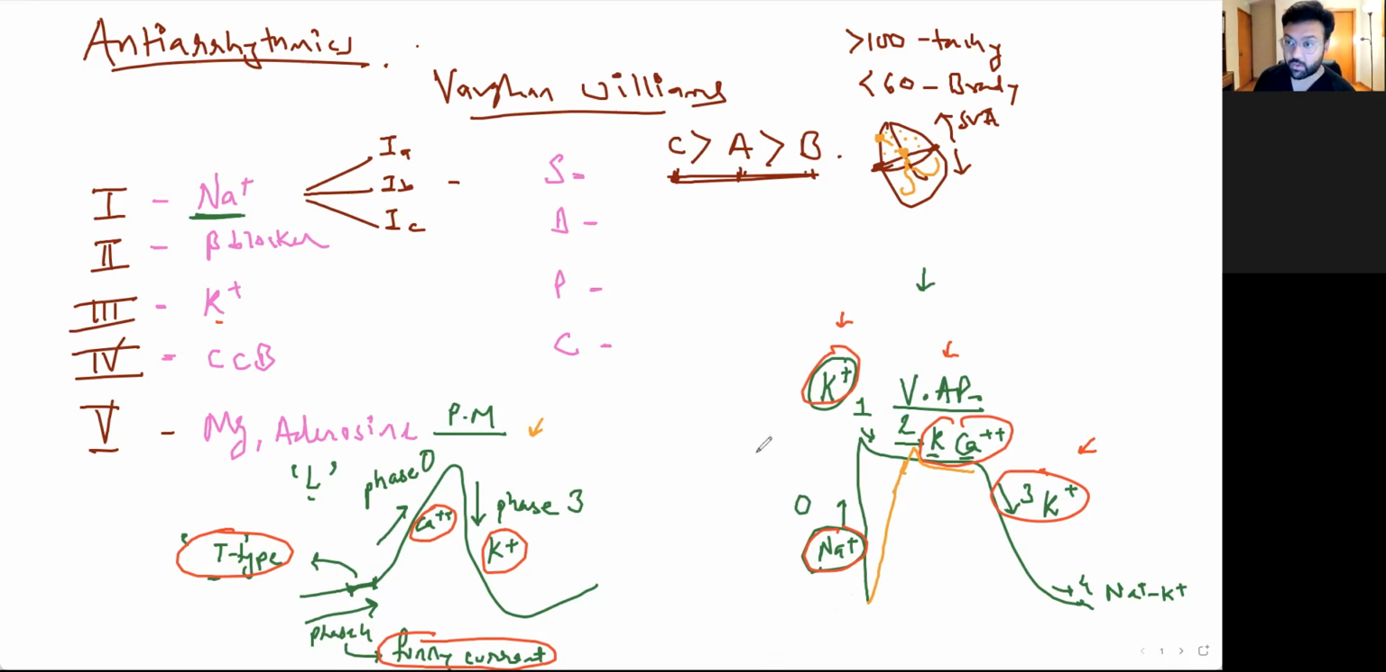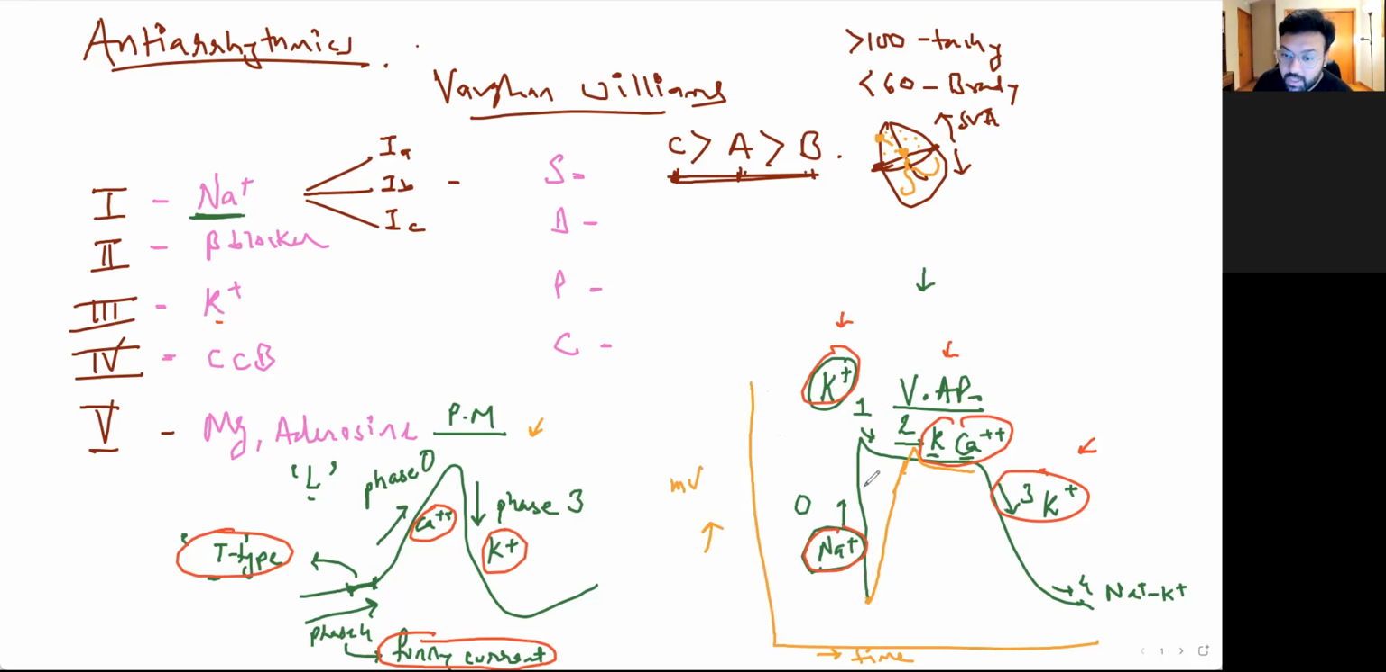So on the y-axis we have the voltage, right? If you look at this graph, the entire graph on the y-axis, you have the voltage in millivolts, and on the x-axis we have the time. So if you look at this, initially, if there is no sodium channel blocker, it rapidly depolarizes.